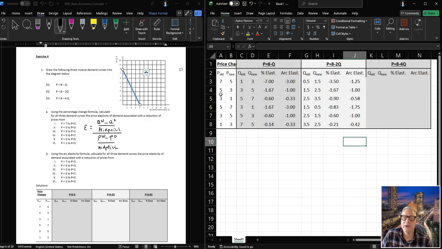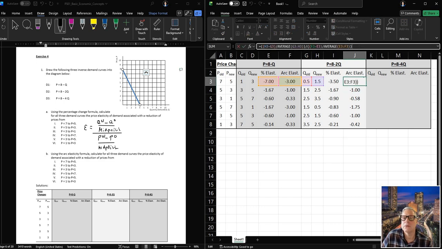Okay, so now we see when we lower the price from 7 to 5, we get a percentage elasticity of negative 3.5. If we increase it back from 5 to 7, we get 0.83, a different value. But when we use the arc elasticity, lowering the price from 7 to 5 is negative 1.25, and increasing it back, oh, that's different. Oh yeah, okay. So now we can see what's wrong.